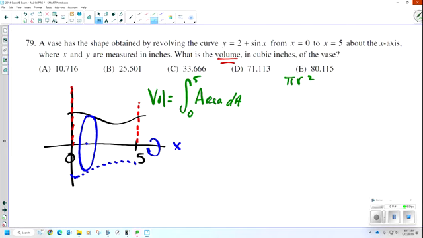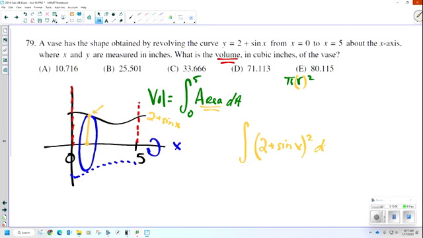The radius is my function. Whatever value of my function is here, that's my y value, or it's 2 plus sine of x. All right? So the radius is 2 plus sine of x. Remember, I got to take the radius and square it.